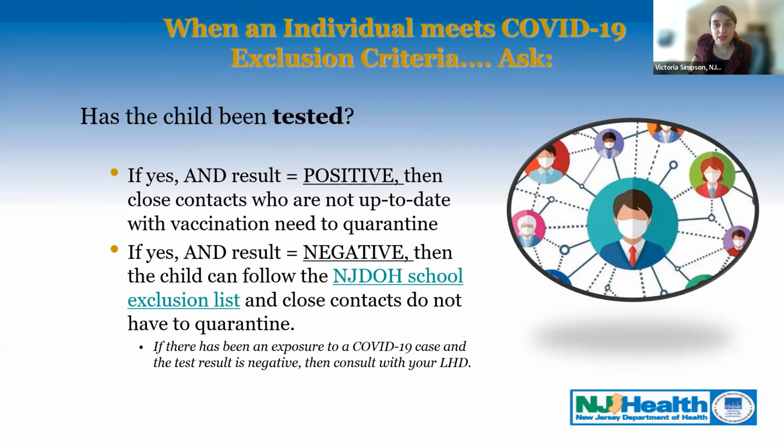The only reason this would not occur is if there has been an exposure to a COVID-19 case in the past 5 days prior to their symptom onset, in addition to that negative test. So even if they have a negative test, but they've had exposure to a positive case as well, then you should reach out to your local health department to see if there's any additional steps that you should take.